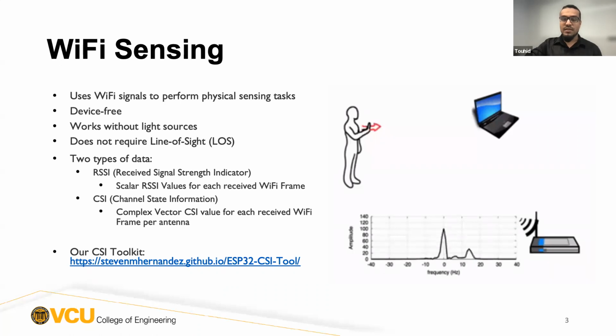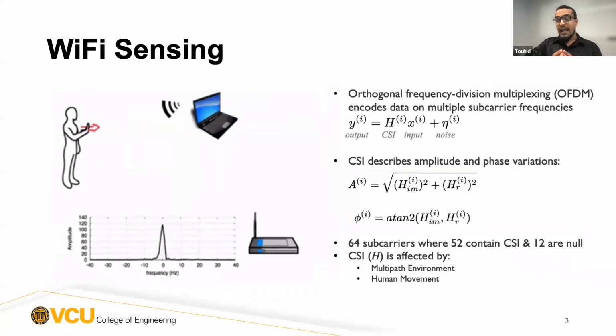In this study, we have used CSI data using our own developed toolkit available as an open source project in GitHub. We compute the amplitude and phase of the received CSI frames over the 64 subcarriers of our used ESP32 devices.